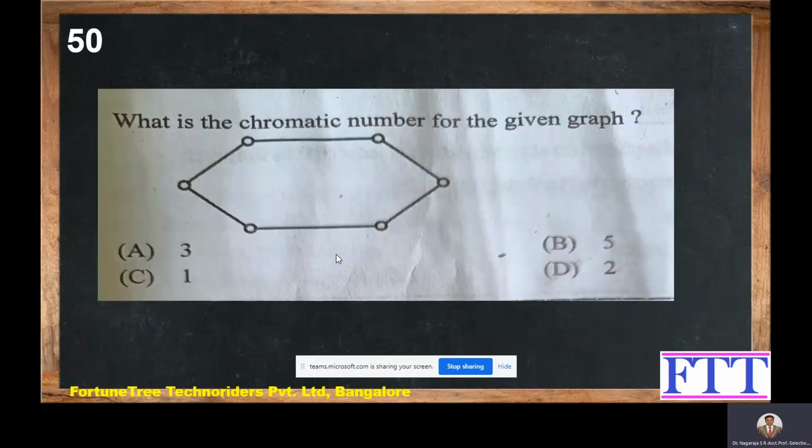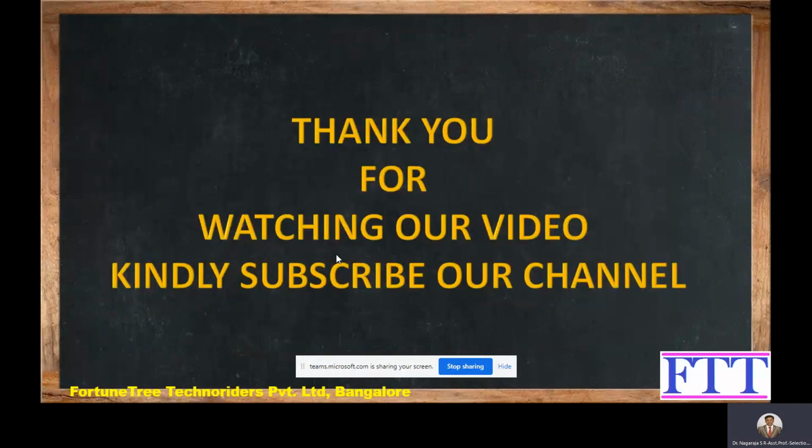So 50th question. What is the chromatic number for the given graph? Option A 3, option B 5, option C 1, and option D 2. So the right answer is option D, 2. So this is about our part 1. So I answered 50 questions from this computer science question paper.